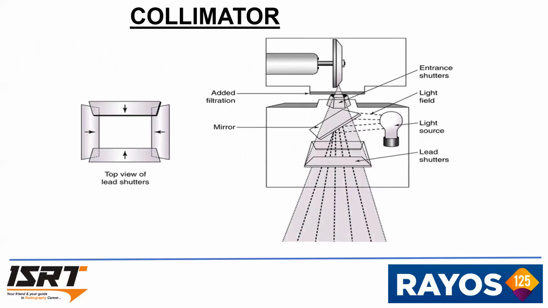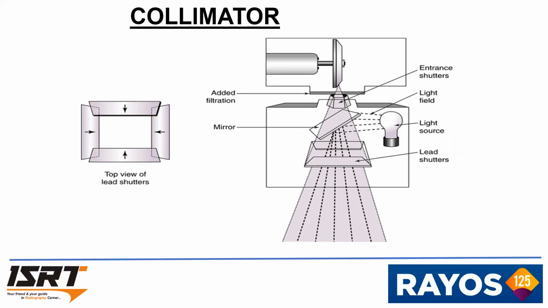Next is the collimator. The collimator is directly attached to the X-ray tube. It's a metallic barrier with an aperture in the middle, used to reduce the size and shape of the X-ray beam, thereby also reducing the volume of irradiated tissue in the patient.